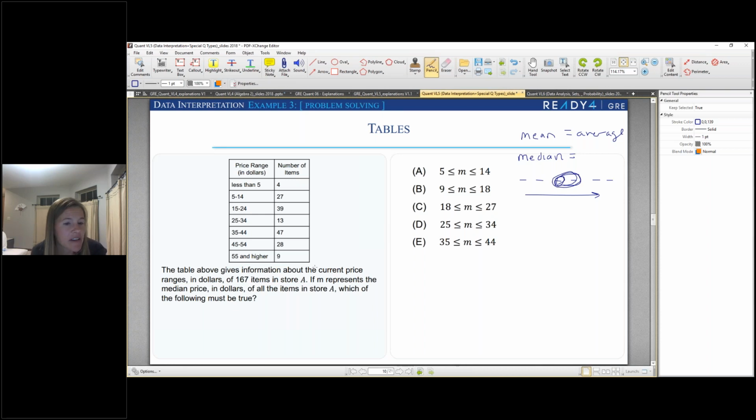It says the table above gives the information about the current price range in dollars of 167 items in the store. If M is the median price, which of the following must be true? And then it tries to tell you, so where is the median? Is it in this box? Is it less than $5? Is the median between $25 and $34? Where's the median price? Okay, so take a minute on this one and see what you come up with.